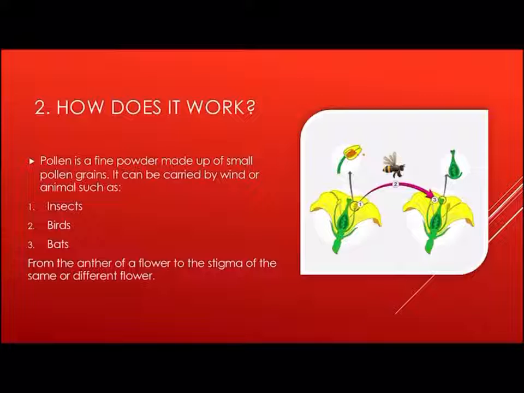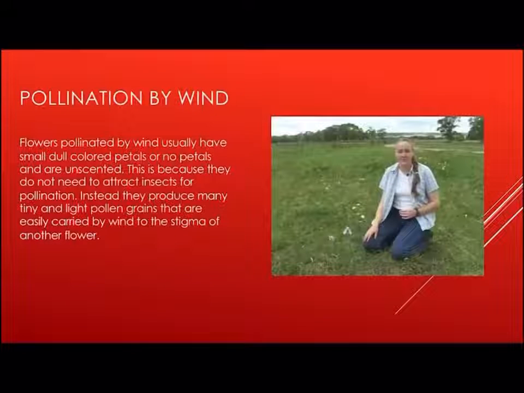Pollen is a fine powder made up of small pollen grains. As you can see in the picture, it can be carried by wind or animals such as insects, birds, and bats, from the anther of a flower to the stigma of the same or different flower. Some flowers, like grass, are pollinated by wind. Let's watch this video to learn more.